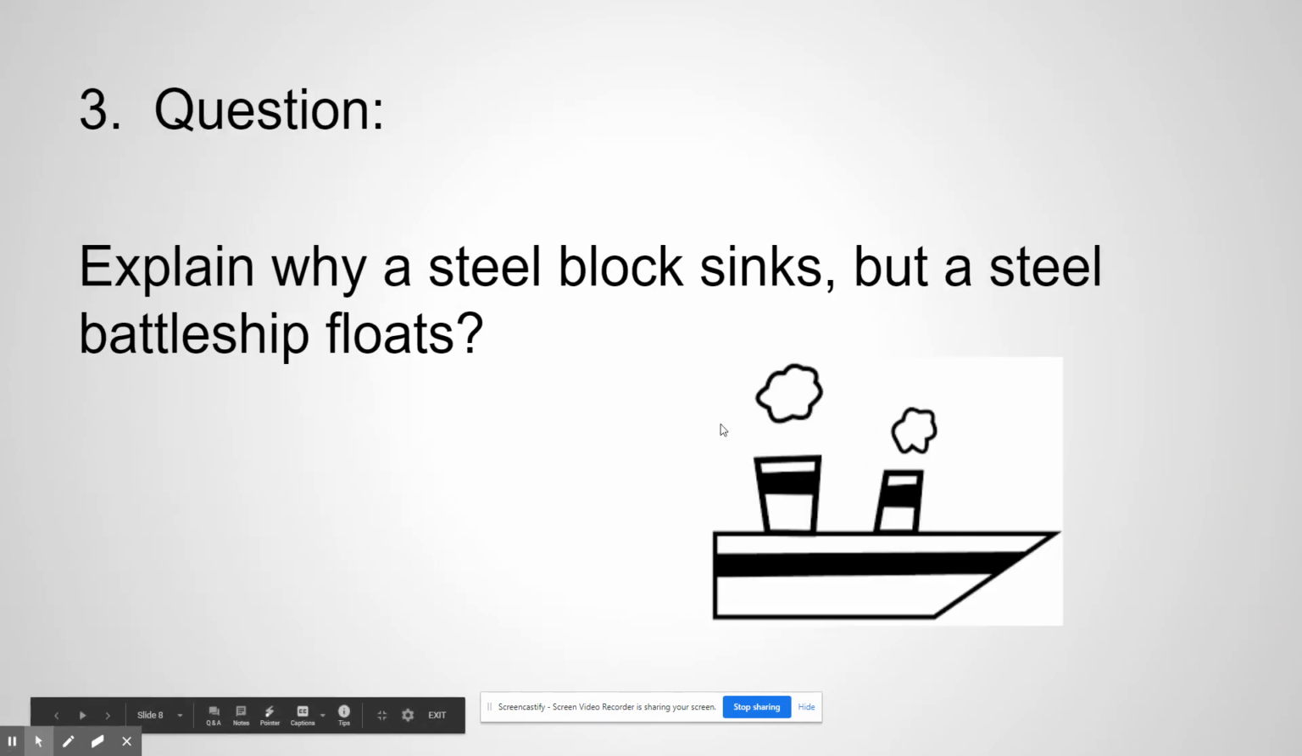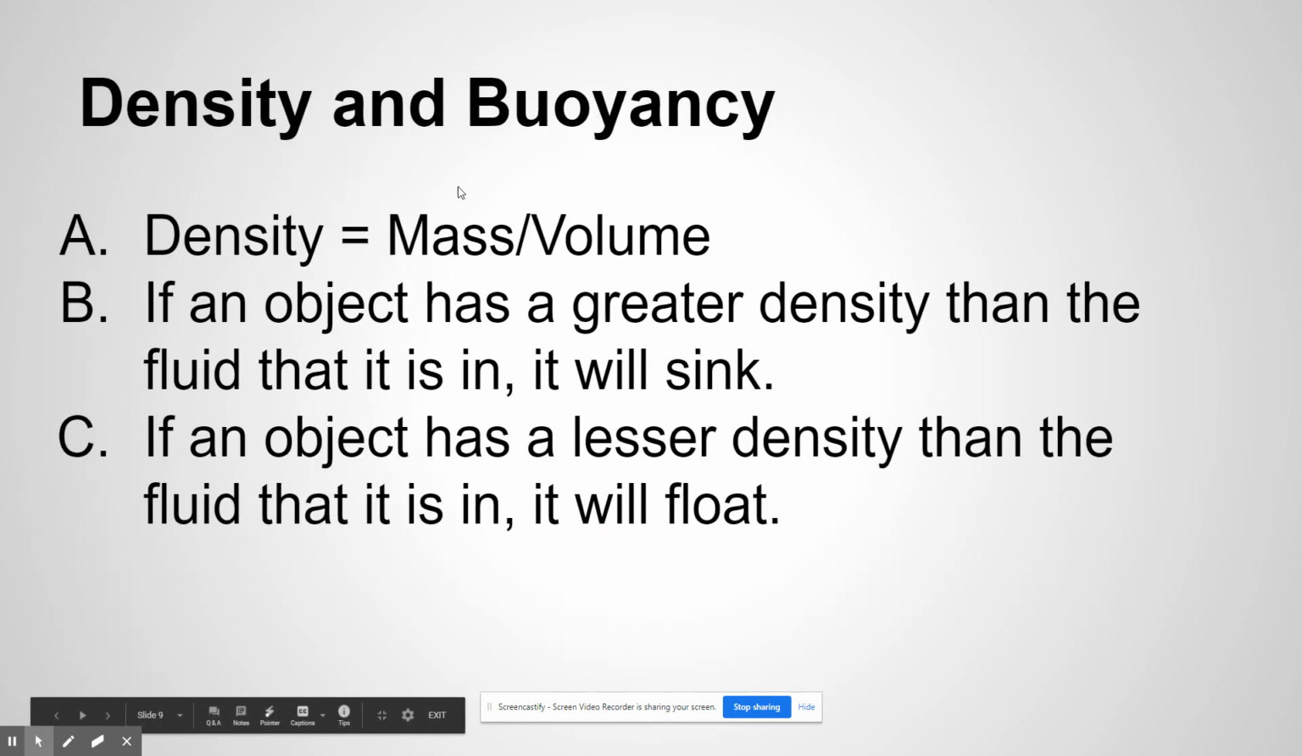All right, question 3. Explain why a steel block sinks, but a steel battleship floats. What do you think? The battleship has a much greater mass and a much greater volume. Why does a battleship float, but a small steel block sinks? Well, it has to do with density and buoyancy. Density equals mass divided by volume. If an object has a greater density than the fluid it is in, it will sink.